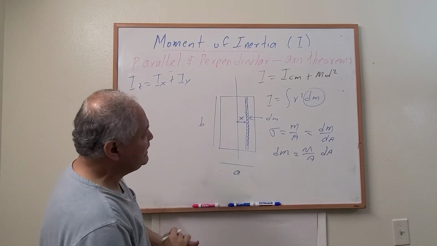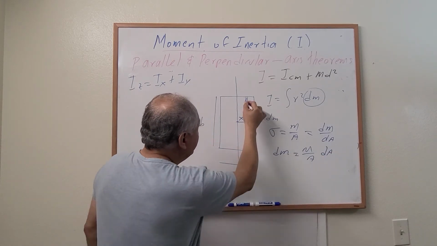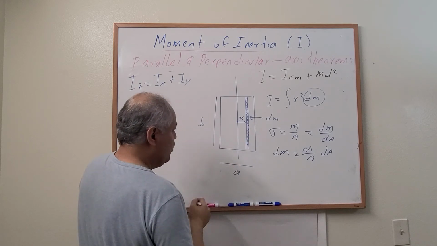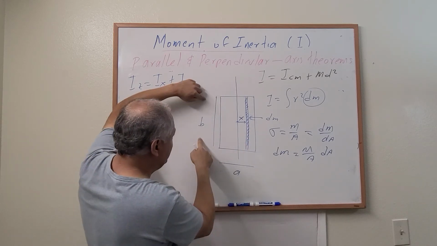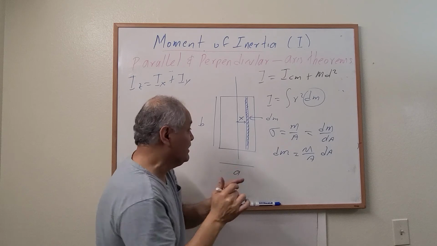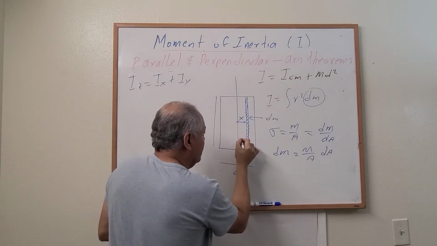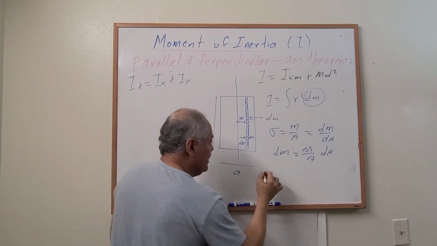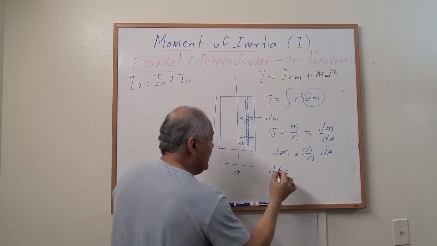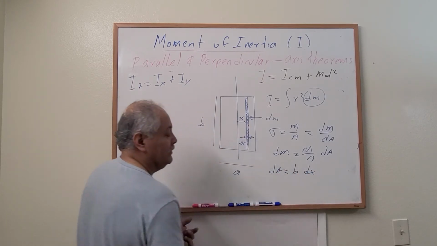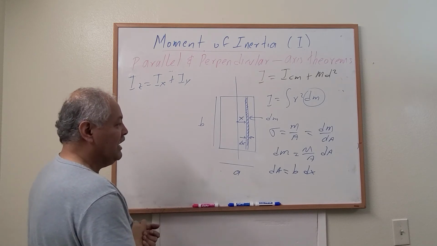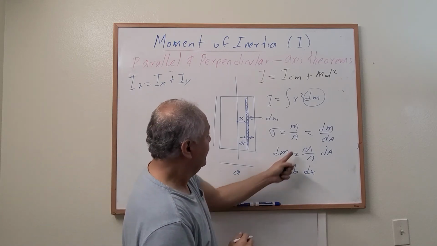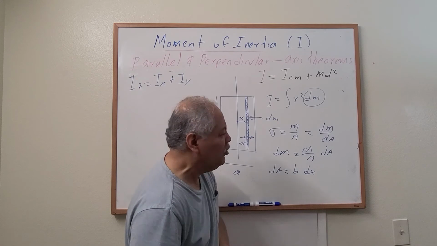Perfect. But what is this element of area? What is this area right here? Now, we know that the length is b, and we need to find the thickness. Because we are in the x direction, we call this thickness dx, correct? So the area is equal to b times dx, correct? And we plug this value right here. And what do we have?